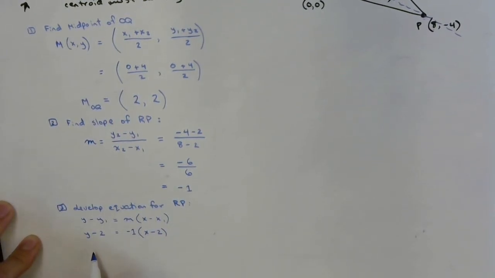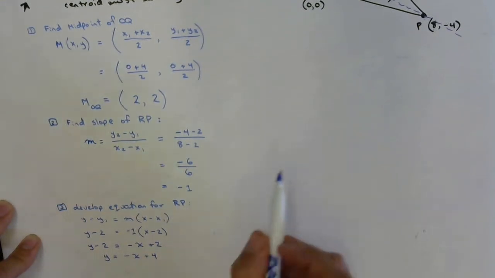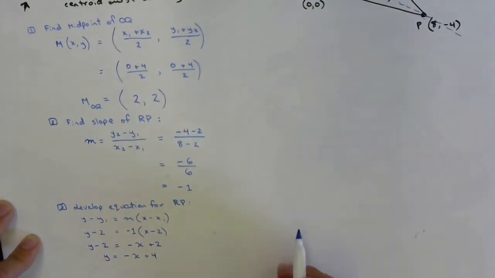And I'm going to use my basic algebra skills to finish this out. I'm going to do it in an extra step here. We've got y minus 2 on the left. I have negative x plus 2 on the right. And then I'm going to add 2 to both sides. Okay, some of you still making mistakes on this move. You don't get to subtract 2 from both sides. That won't do anything. You're going to add 2 to both sides, giving me y equals negative x plus 4. This is now an equation for the median RP. It's the median from P in our diagram.